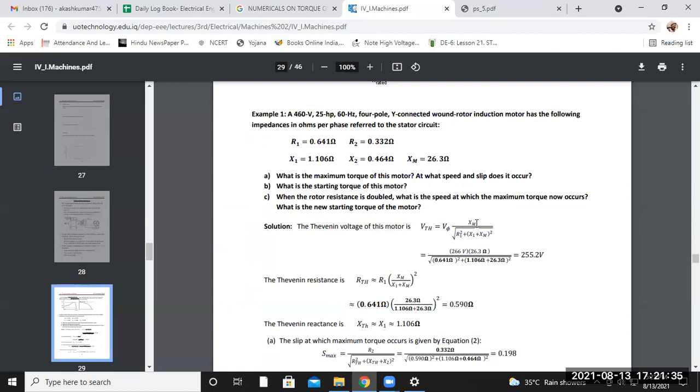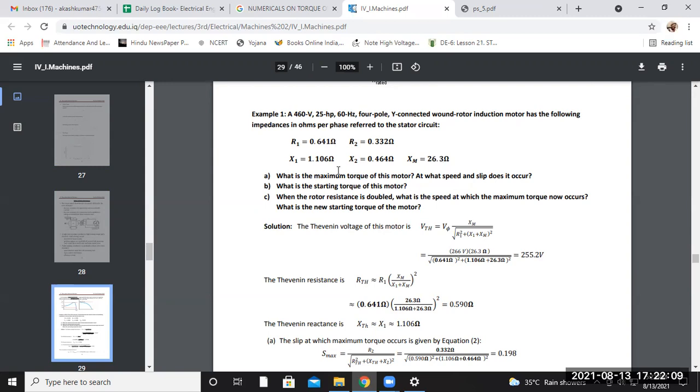This is a star connection. In a star connection the line voltage equals root 3 times the phase voltage. To calculate the phase voltage from 460 volt, we divide 460 volt by root 3. From there, you will get approximately 266 volt. XM has the value 26.3 ohm. Just put in the value of XM. Then R1 has the value 0.641. Put in the value of R1.